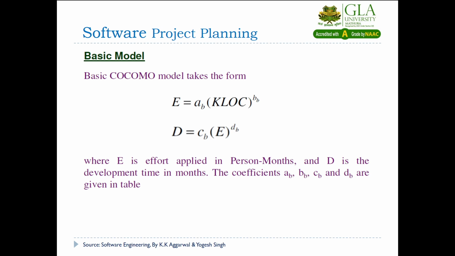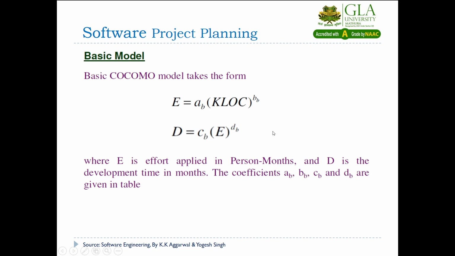But there is a change. What is the change? First, you have to compute the effort E on the basis of thousand lines of code using the coefficients A and B. After that, this E will be used for the computation of development time. You should remember this very carefully: you cannot use thousand lines of code here. Then you will apply the coefficients C and D over the E. This formula you will utilize to compute the development time.